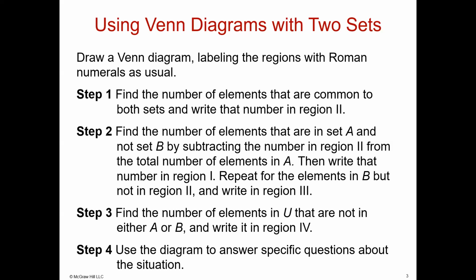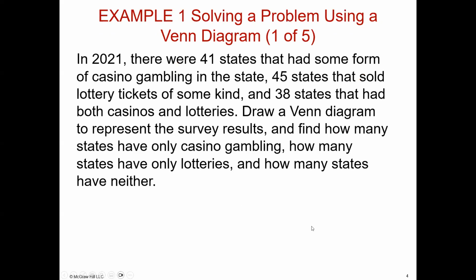Find the number of elements in the universal set that are not in either A or B and write it in region 4. Of course, this extrapolates to 3 sets, A, B, and C, or even more than that in reality, but normally we don't go above 3 sets in this course. Once we establish the diagram and have every element in its rightful region, we can then answer specific questions regarding the problem or situation we're confronted with. All right, here's an example to kick this off.